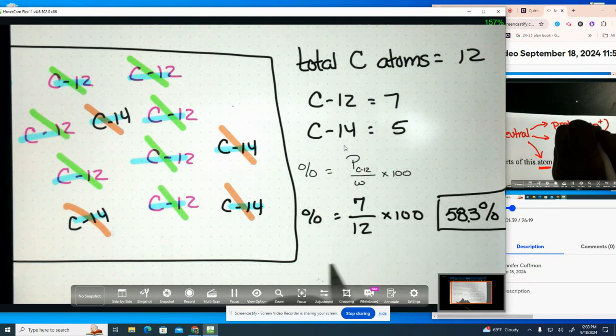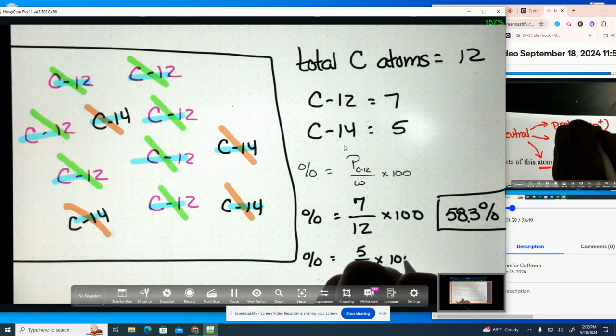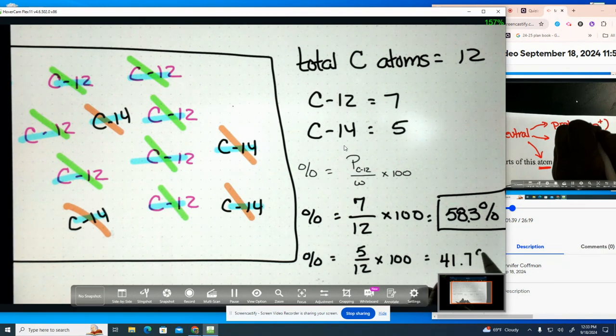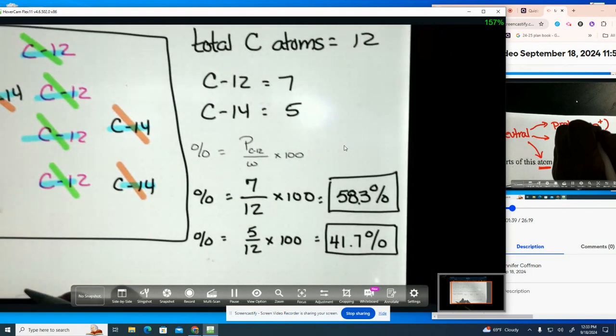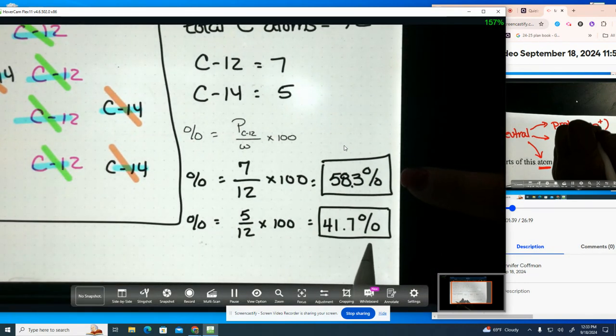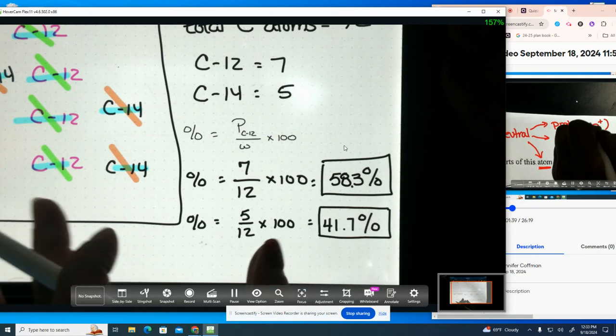I like it. And what's the percent that is going to be carbon 14? 41.6. Yeah. Now, these two right here should add up to 100, right? Yes. Okay, because it's 100% of the whole thing.